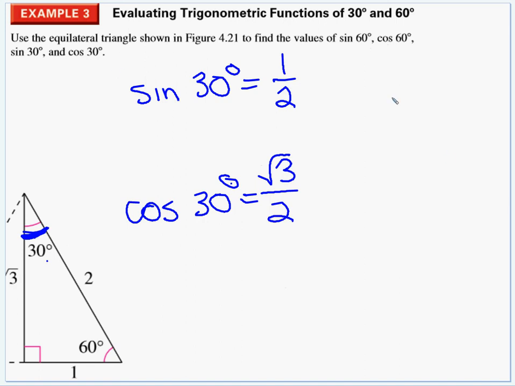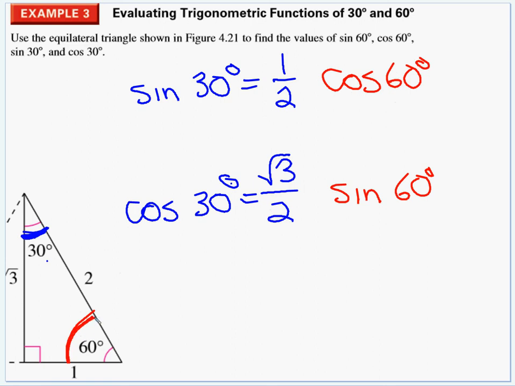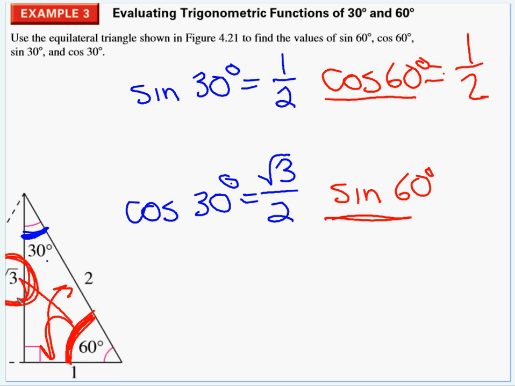Okay, let's move on to the 60s. I will switch to red ink, and I'm going to do my sine of 60 down here. You'll see why in a minute. And I'm going to do my cos of 60 up here. So now we're down here at the 60-degree angle. I'll highlight it in red. We are from its perspective. Cos of 60 is adjacent over hypotenuse. That's 1 over 2, 1/2. Sine at 60 is opposite over hypotenuse. Opposite is square root of 3 over hypotenuse 2, root 3 over 2.